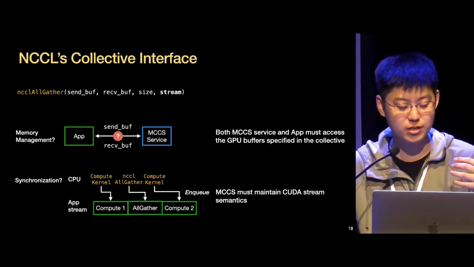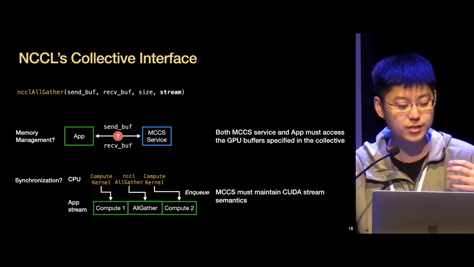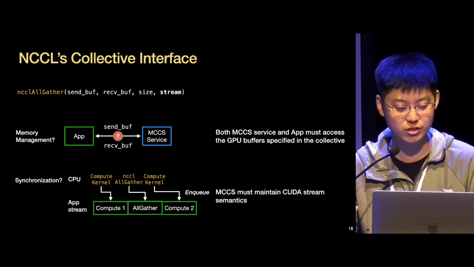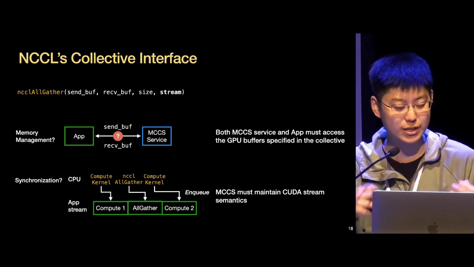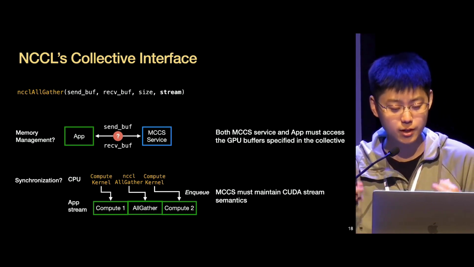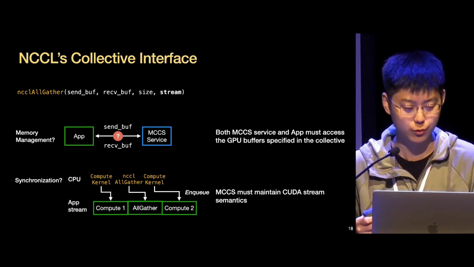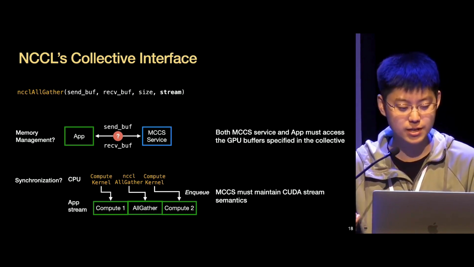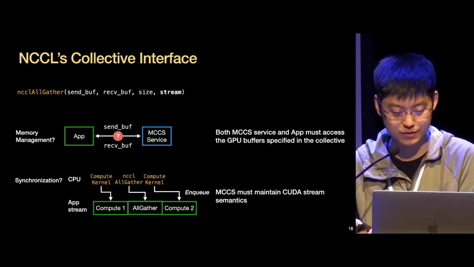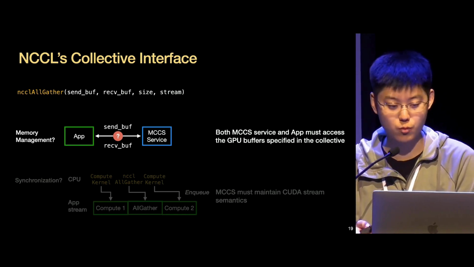Another problem is about the last parameter here, which is a CUDA stream. A CUDA stream is simply a queue of GPU operations, where the GPU operations in the CUDA stream must be executed in order on a device. So it is about synchronization or ordering. MCCS must maintain the same CUDA stream semantics, even if it's in another process. So let's tackle them one by one.